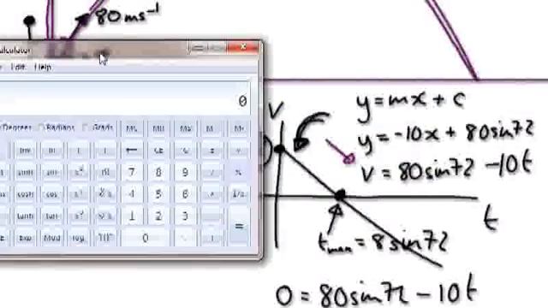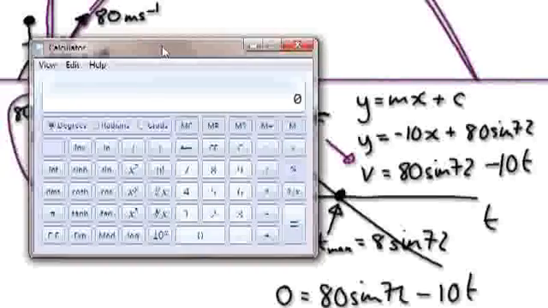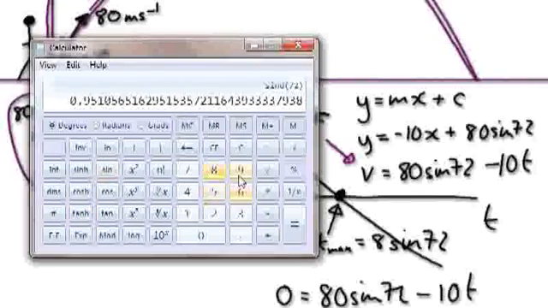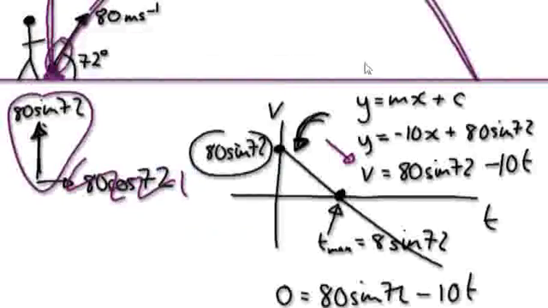The time it takes to get to maximum height would be sine 72. So hang on, 72 sine, where's sine? Sine here, and then times 8 equals this. So it takes 7.6 seconds to get to its maximum height. But let's just leave it as this here. Okay, so this is the time it takes to get to the maximum height.